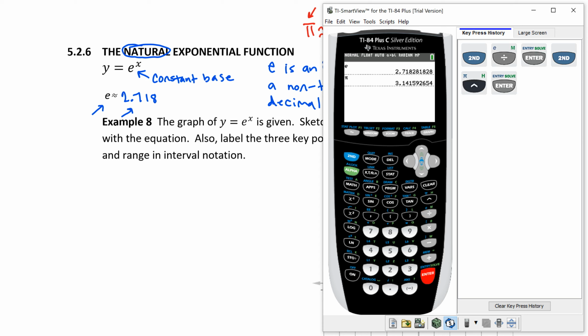So e is approximately 2.718281828. Now I know that looks like a repeating pattern there, but the calculator is truncating the decimals for e. If we were to look at the extended decimal value, there would not be a pattern there. Like pi, e is one of the most important irrational numbers as far as mathematical models go.